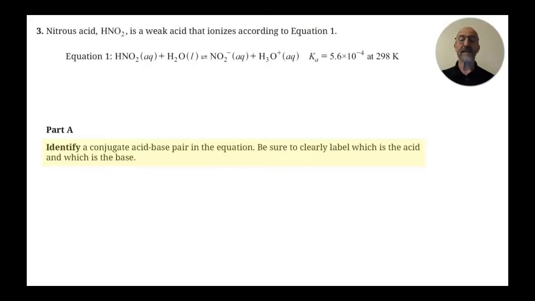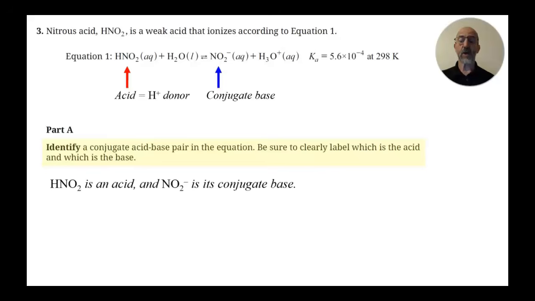The first reactant listed in the equation is HNO2, and that is an acid. It's a proton donor. And the conjugate base would be the ion on the other side of the equation. That would be NO2 minus. So one possible answer to part A is that HNO2 is an acid, and NO2 minus is its conjugate base.